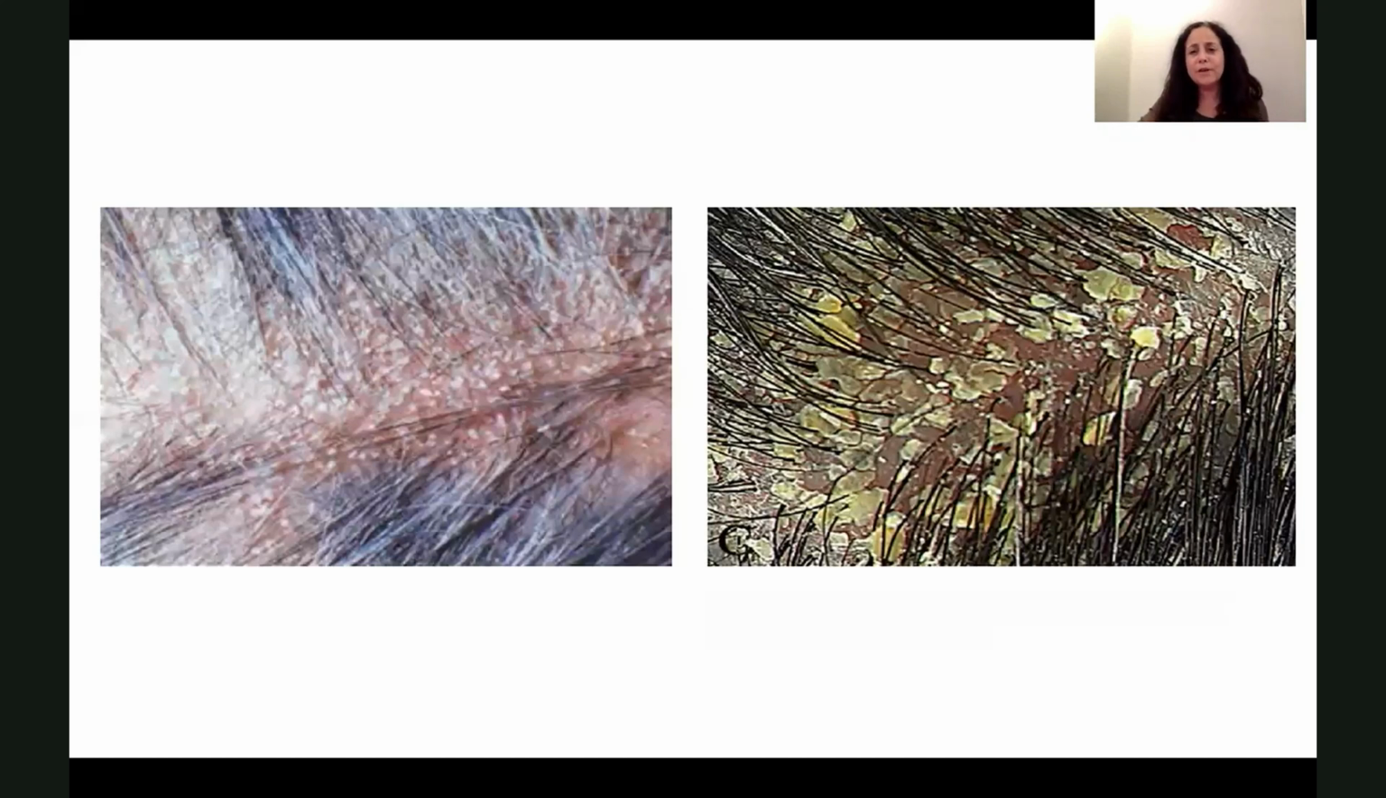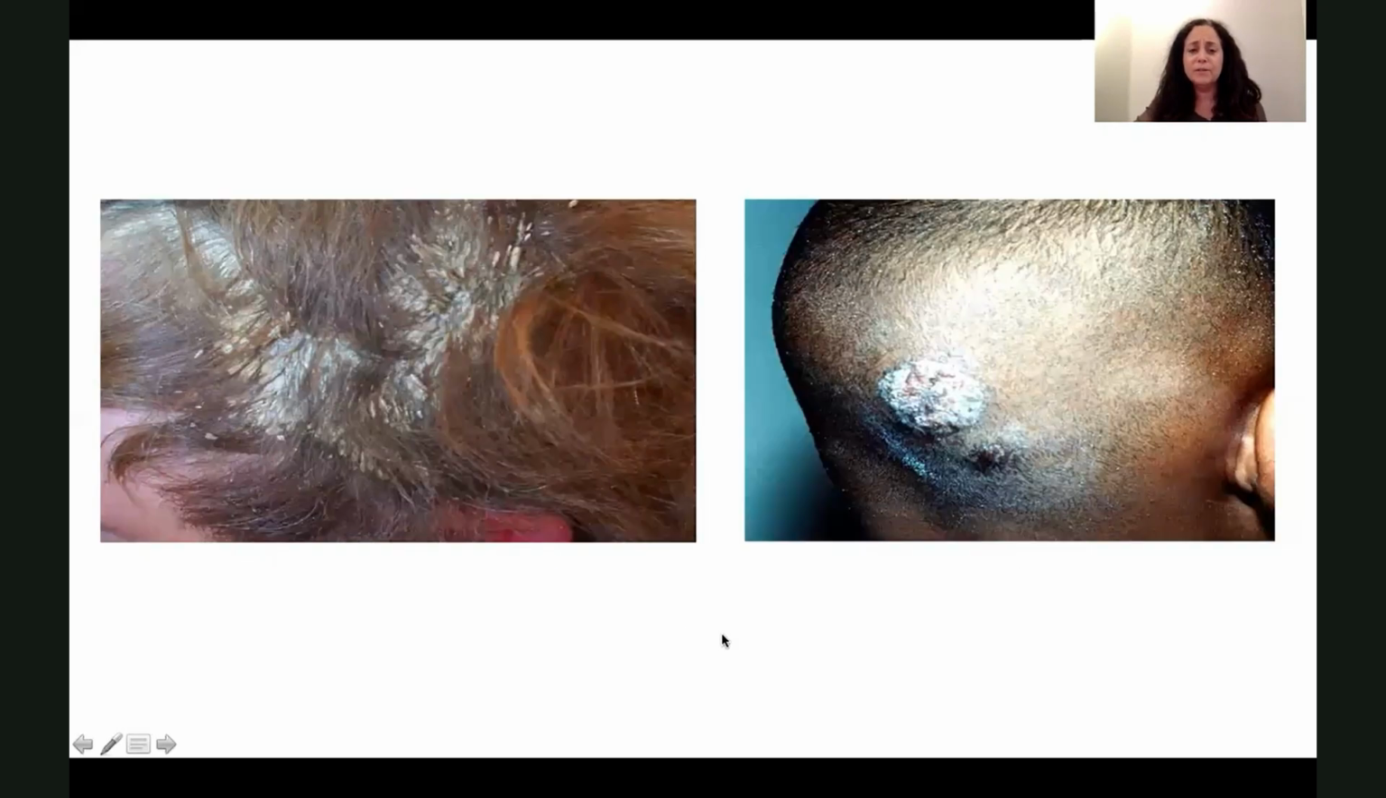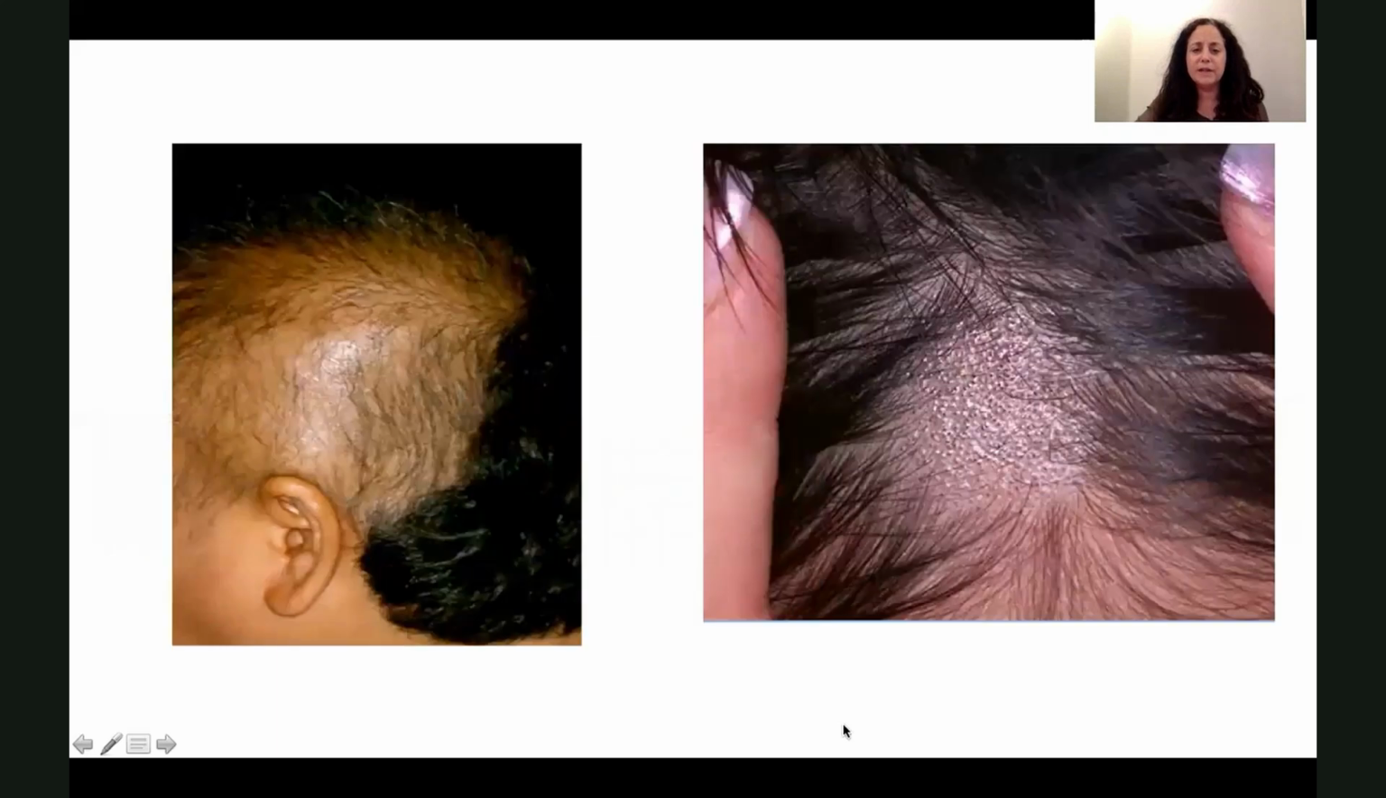And just to show you how it can sometimes be challenging to tell tinea capitis without a culture from the other entities on the differential diagnosis list, here we have seborrheic dermatitis, and here we have tinea, but they can look similar. Here we have psoriasis, and here's tinea, but both of them have this very thick white adherent scale.